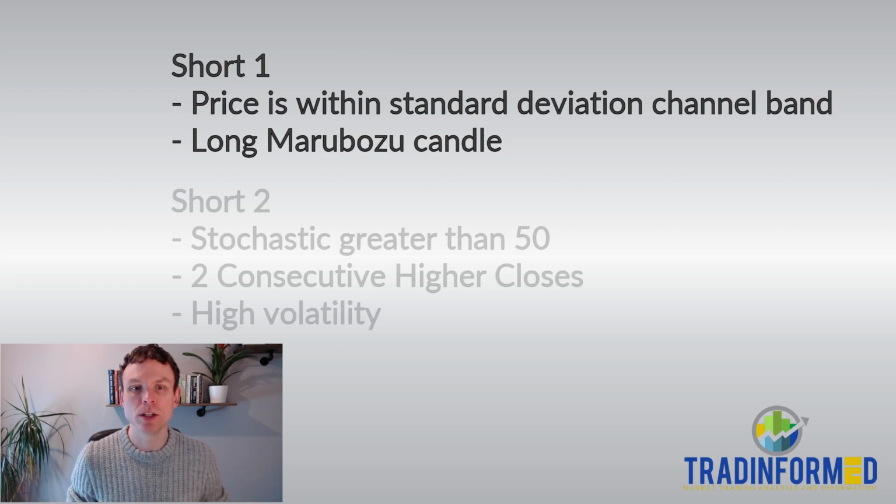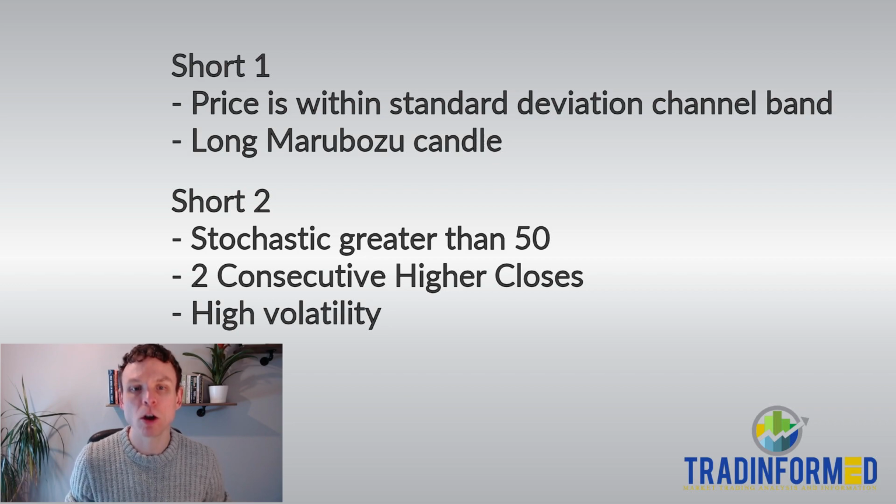Now short strategy number 2: we have the stochastic oscillator, and it's greater than 50. So we already have at least somewhat overbought conditions. Then we have 2 consecutive higher closes setting us up, and then we have high volatility. So this is the reverse of the low volatility bullish conditions. We have high volatility.